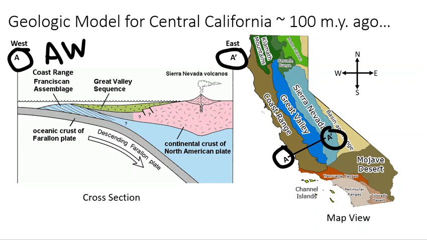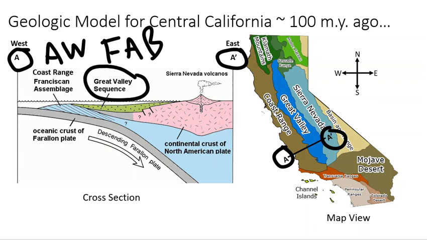They're so named because of really good exposures of accretionary wedge deposits in the San Francisco Bay Area. And then moving generally to the northeast, we then move into the Forearc Basin. I'll just abbreviate FAB for Forearc Basin. And geographically, we call that California's Great Valley.